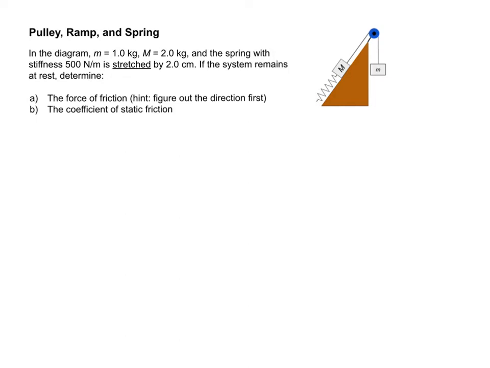But the reason why friction might point up the ramp is that, well, its own gravity, as well as the spring pulling on it, is trying to make it go down the ramp. So maybe friction is trying to resist that. So it's unclear which way it'll point just by looking at it. So we're going to have to do some pre-work here.